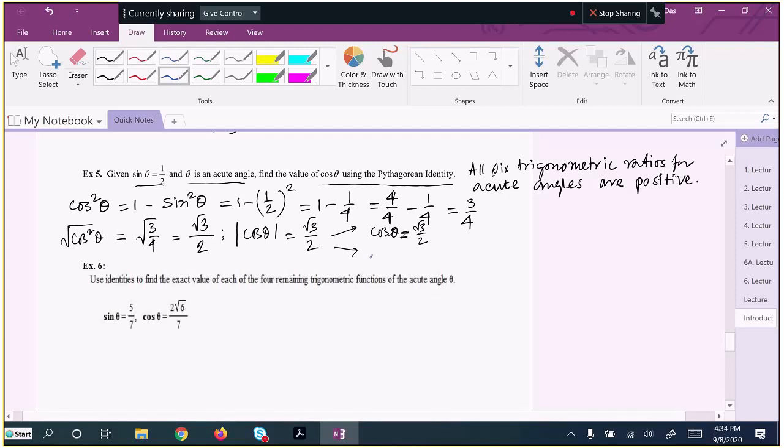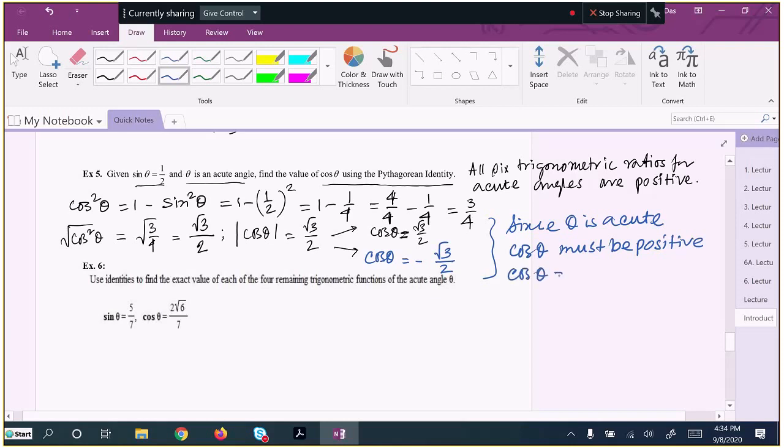So I will say cosine of theta is minus square root of 3 over 2. But since theta is acute in this problem, I will say cosine theta must be positive. And that tells me cosine theta for this particular problem is going to be square root of 3 over 2, the positive value.